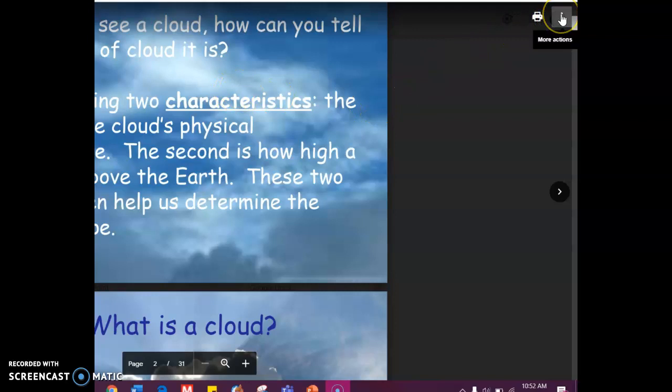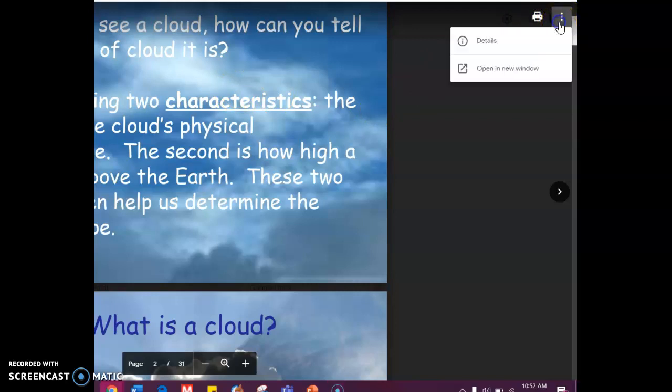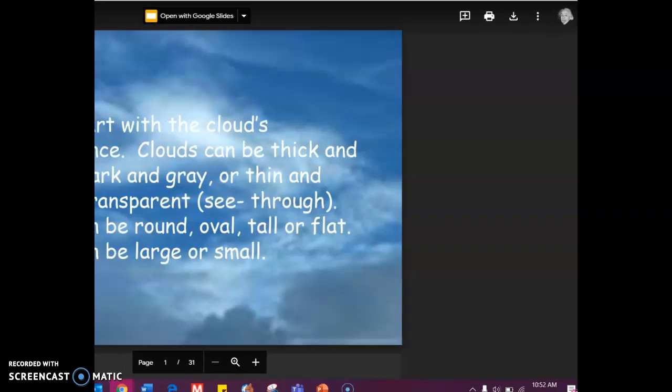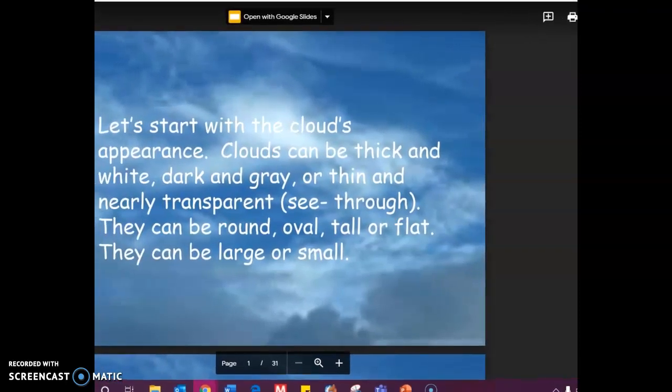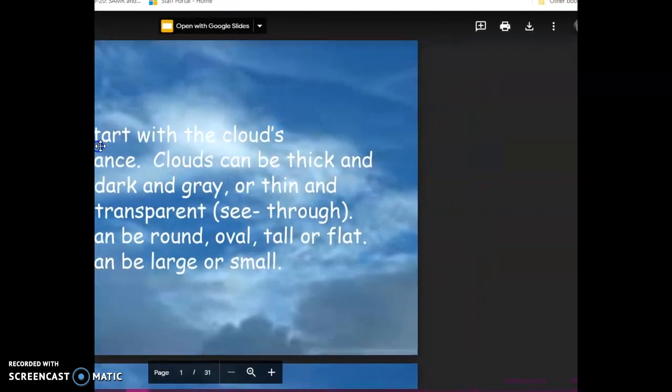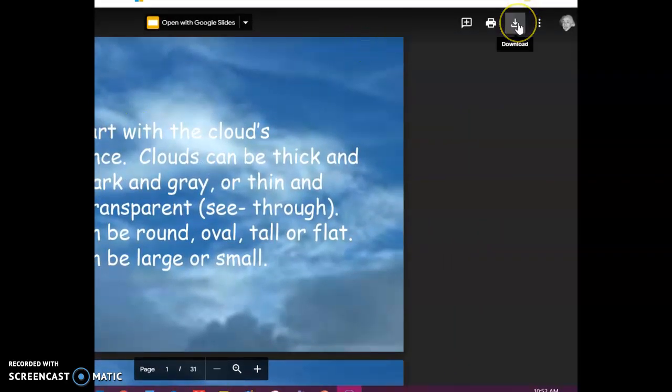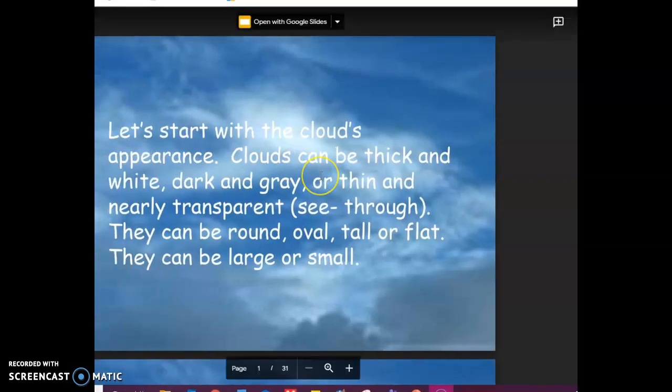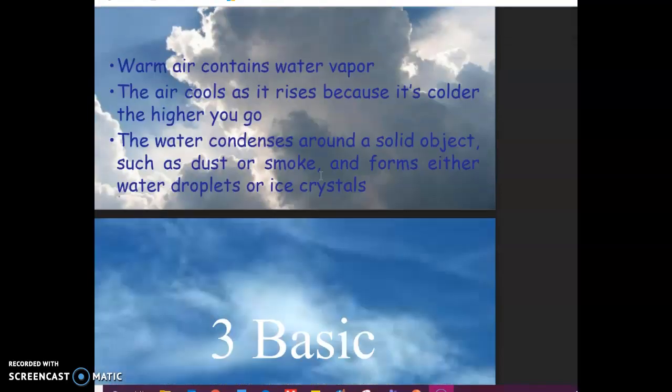If I go to the three vertical dots on the top right of my screen and open it in a new window, I can download it. For some reason it doesn't let you download it without opening it in a new window. So I see my download button. If I click on that, I can save it to a folder, to a desktop, or I can open it in Slides, however you want to view it. But let's just scroll through until we find the cloud types.